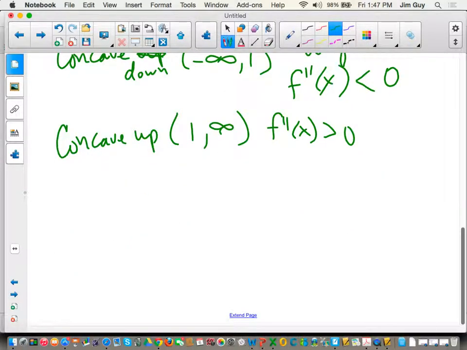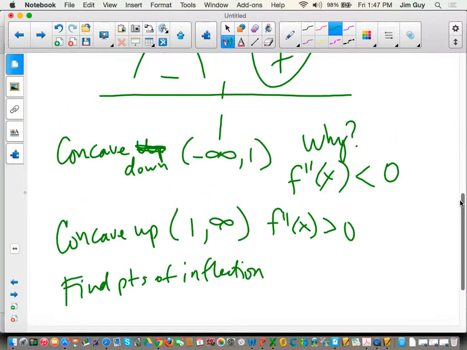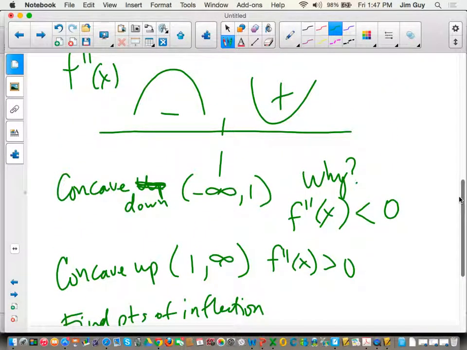And we say find the points of inflection. We don't have to do really any work anymore on that because we look at our table. This is why the table is so important. Make this table every time.